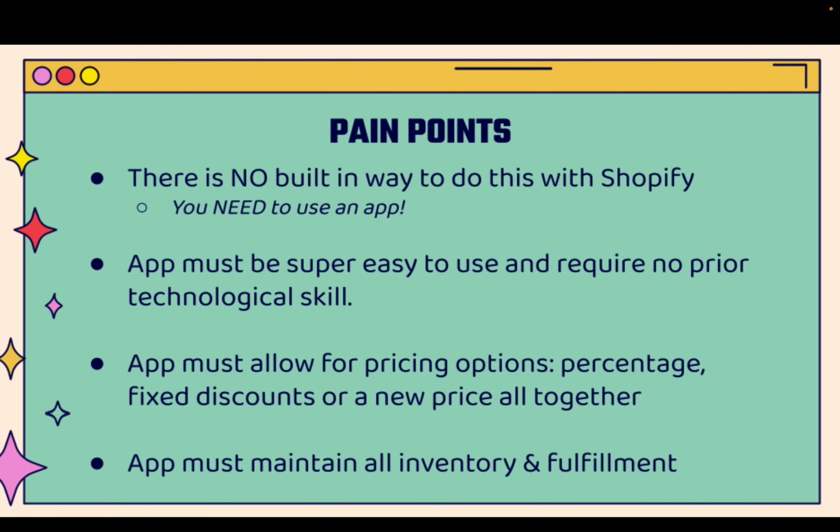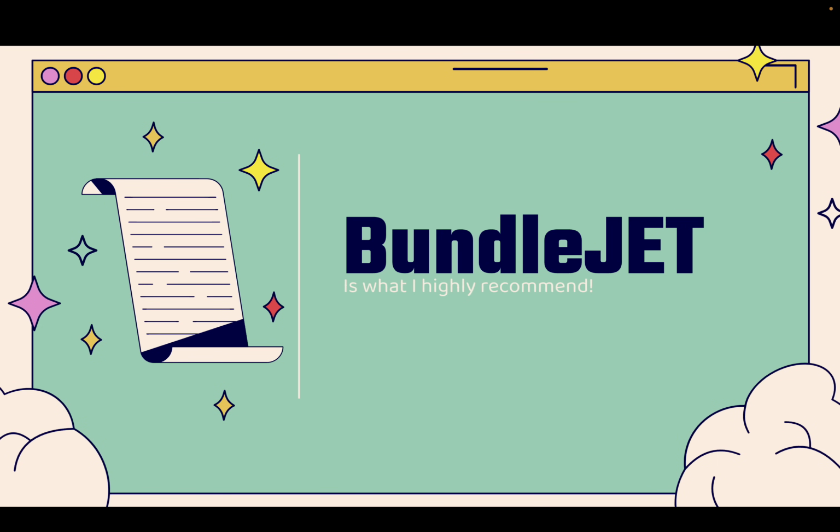Maybe you want to create a bundle where they save 10%. Maybe you want to create a bundle where they save $20. Maybe you want to create a bundle where it's just a brand new specific bundle price. You could do that and a lot more inside of this app. It's also going to maintain all of your inventory numbers and, most importantly, for fulfillment, things like print on demand, drop shipping, personalized products. Everything in terms of your fulfillment will stay the same. So nothing will change. All things automated will continue, even when you do bundling, only because you're doing it the right way when you use BundleJET.